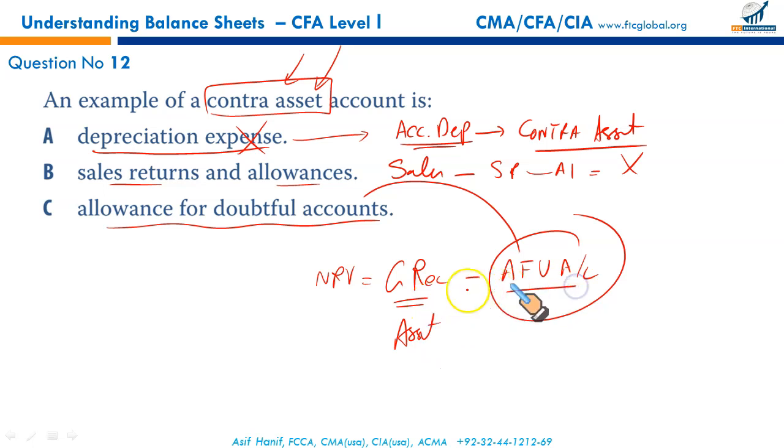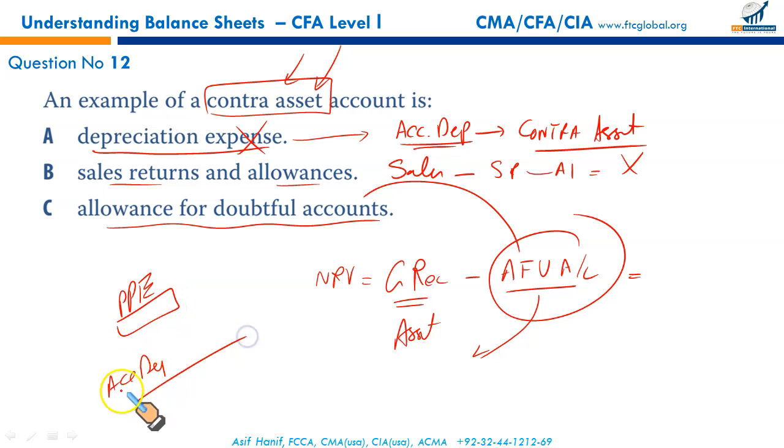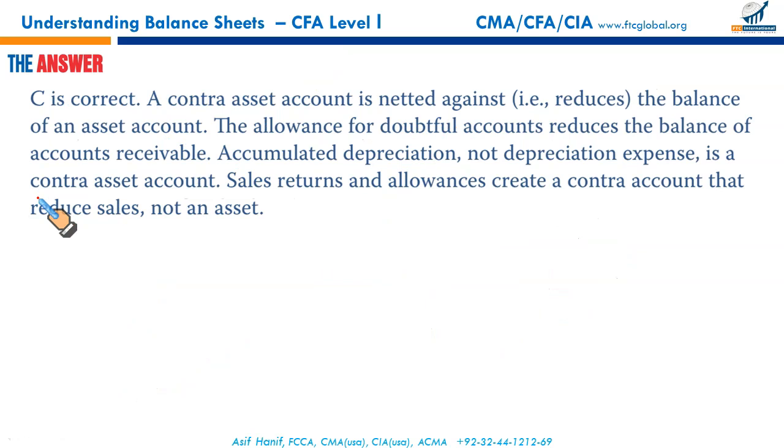An allowance for uncollectible accounts is a contra asset account showing your gross receivables at NRV. Likewise, for historical cost based property, plant and equipment, we deduct accumulated depreciation from the cost of property, plant and equipment. So accumulated depreciation, yes, it's a contra asset. Allowance for uncollectible accounts, yes, it's a contra asset, right? But the rest of them were contra sales. So that makes C the correct option.